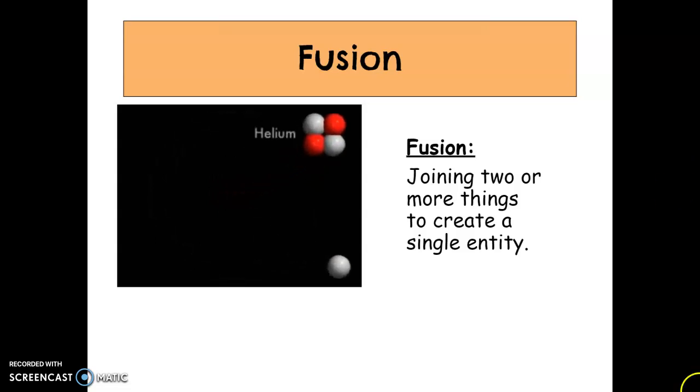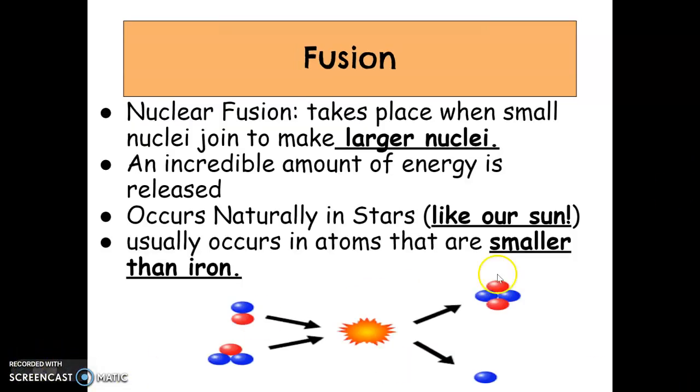Okay, so fusion is a natural process. If you guys remember from Earth Science, when we talk about radiation in our stars, fusion takes place when small nuclei join to make a larger nucleus. So when this happens, a large amount of energy is released. And again, this is occurring naturally in stars like our sun. So we all know we get energy from the sun. It comes in the form of radiation. The plants love it. They take it in. They do photosynthesis with that energy. That energy is coming from the fusion that's happening inside the sun.